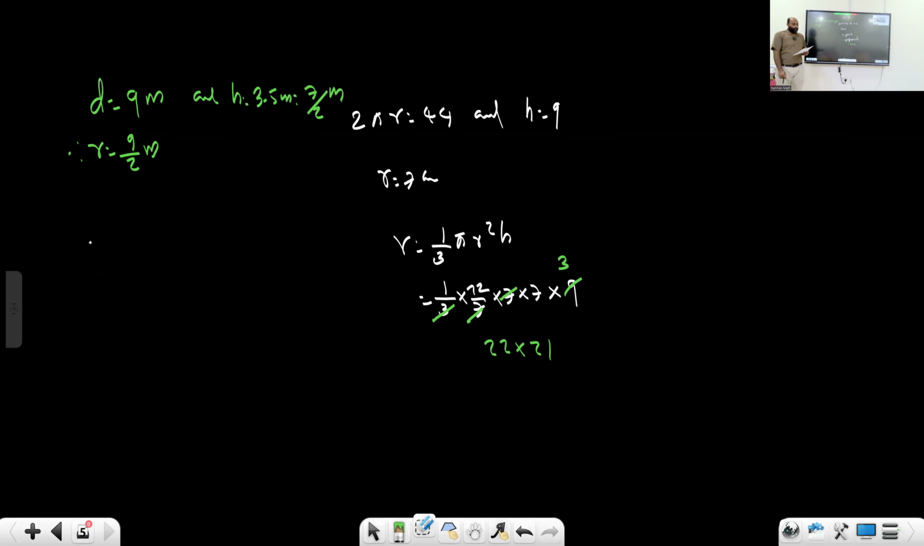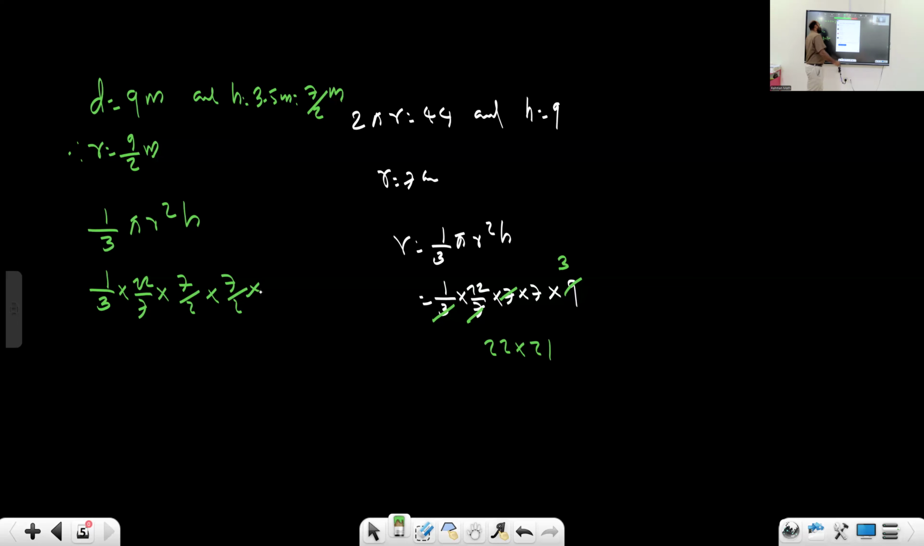Okay, volume of the heap equals one by three pi r square h. So one by three into 22 by 7 into... I already told you to do it. Some people have done it. Into h. What is h? Sorry, I made a mistake. Your radius is 9 by 2, no? So 9 by 2 into 9 by 2 into 7 by 2.